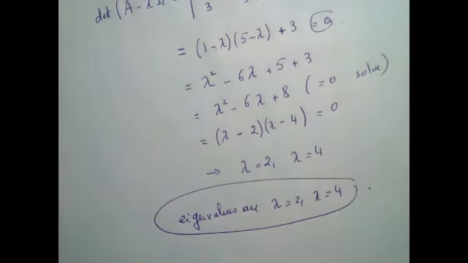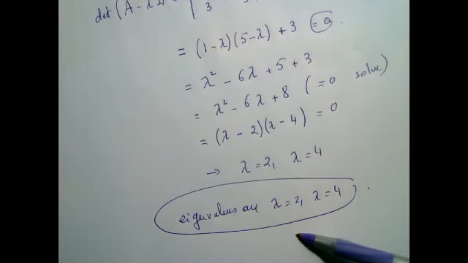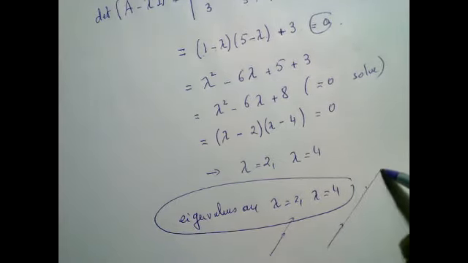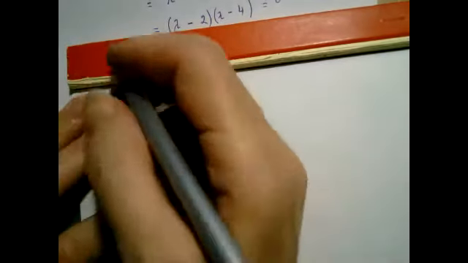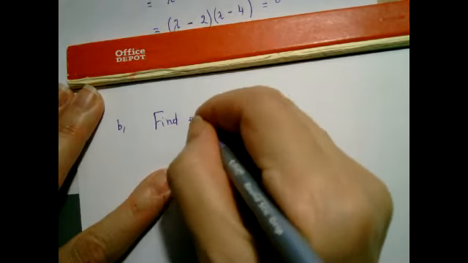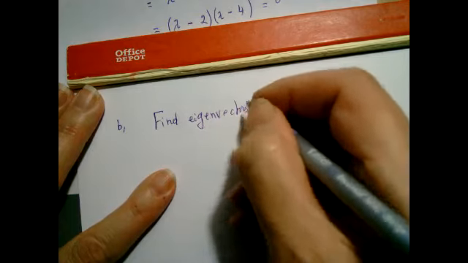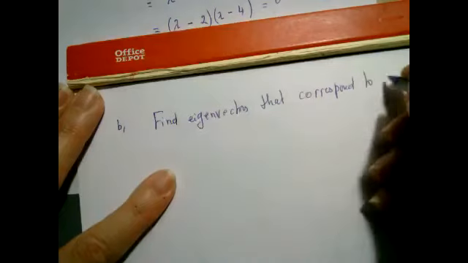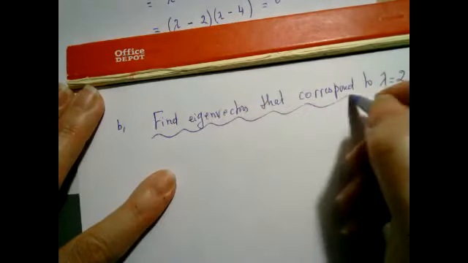Now, the second question is, for each of those eigenvalues, find the eigenvectors that correspond to them. It means for lambda equal to 2, I need to find all the x's such that A is stretched by a factor of 2. And for lambda equal to 4, I need to find all the x's that A is stretched by a factor of 4. So that's what it means, find the eigenvectors. So question number 2 is, find the eigenvectors that correspond to lambda equal to 2. For each one of them, I'm going to do that.